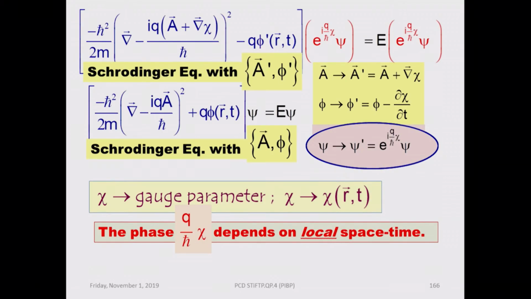And what this transformation does is to scale the wave function only by a phase factor, which involves the charge, which is e to the i q over h cross times the gauge function. Okay, so this is the gauge parameter. And the phase you can see, because chi is a function of local r and local time, depends on that.